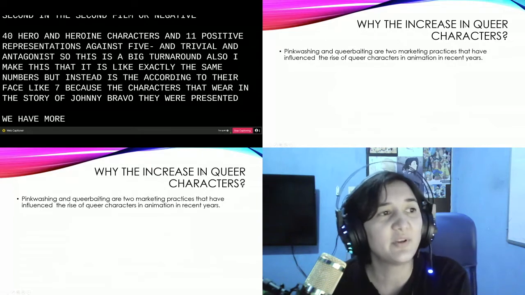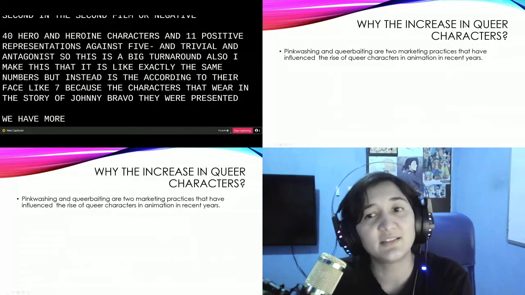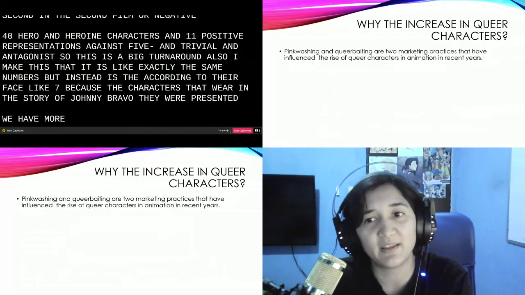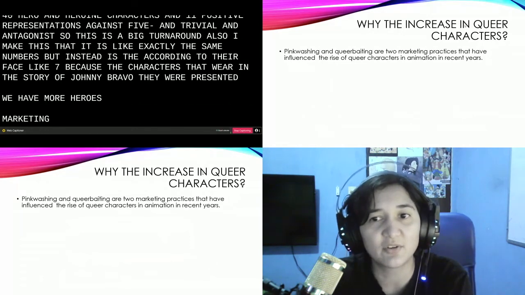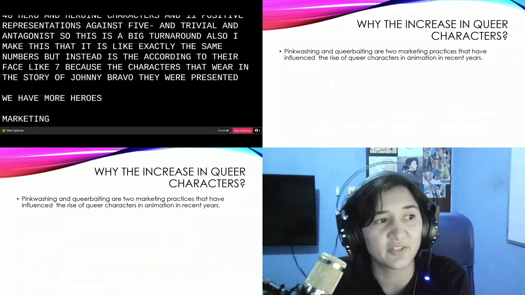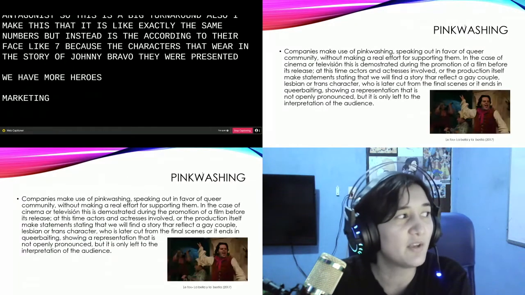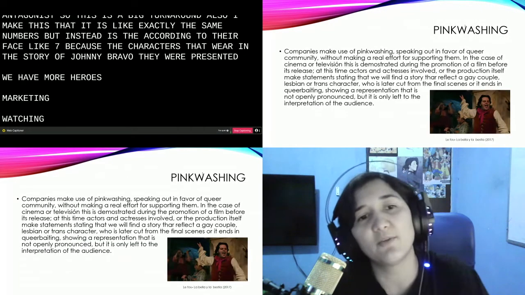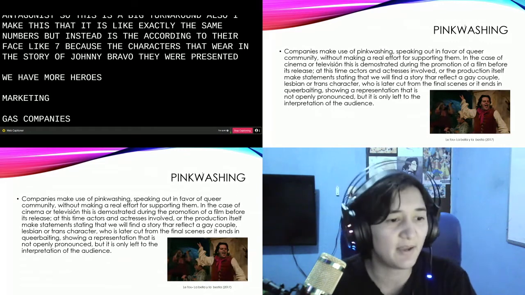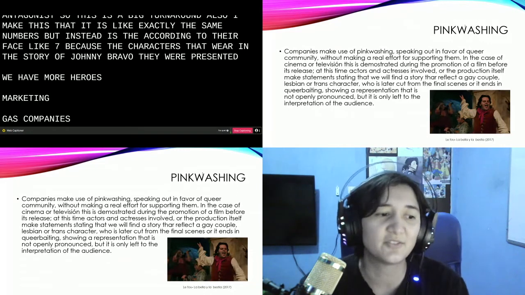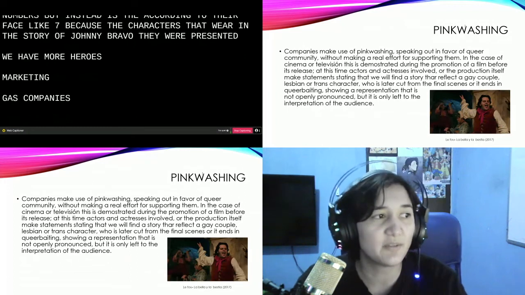So why the increase in queer characters? This is about pinkwashing and queerbaiting. These are two marketing practices that have influenced the rise of queer characters in animation in recent years. We can see it, for example, in pinkwashing. It's something that companies use a lot, especially in cinema. For example, this is in Spanish, but Beauty and the Beast.